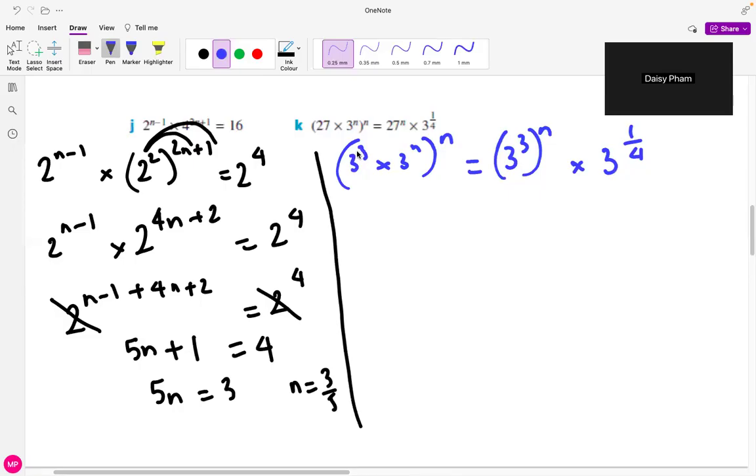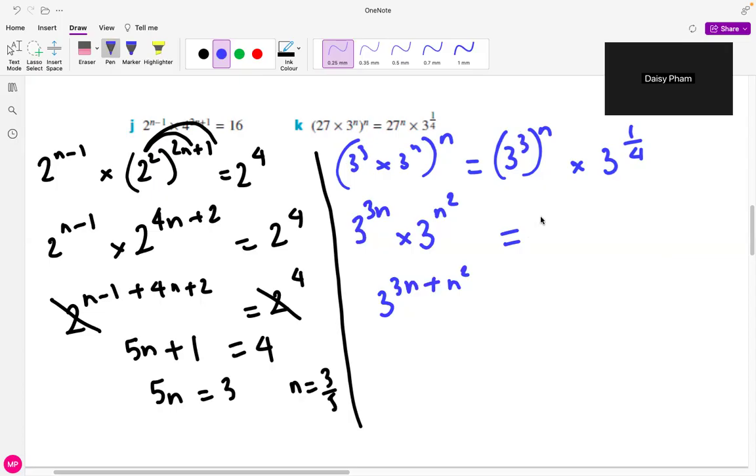Okay, now index law, we have another index law here. If you have power and then you power again, you're going to times them together. So you have 3 to the power of 3 times n is 3n, and then times by 3 to the power of n times n is n squared, right? Then you can combine these together. So when you times, you can add the power. So 3 to the power of 3n plus n squared, like that.